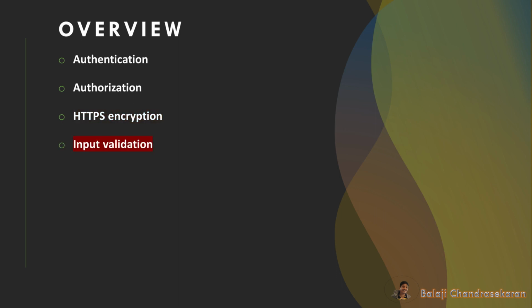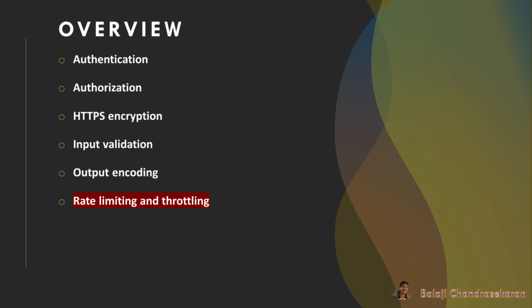In input validation, validate and sanitize all input received from clients to prevent injection attacks such as SQL injection, XSS, and CSRF. Implement parameterized queries for database operations to prevent SQL injection vulnerabilities. For output encoding, encode output data to protect against XSS attacks. Use appropriate encoding methods such as HTML escaping or Content Security Policy, CSP, headers.